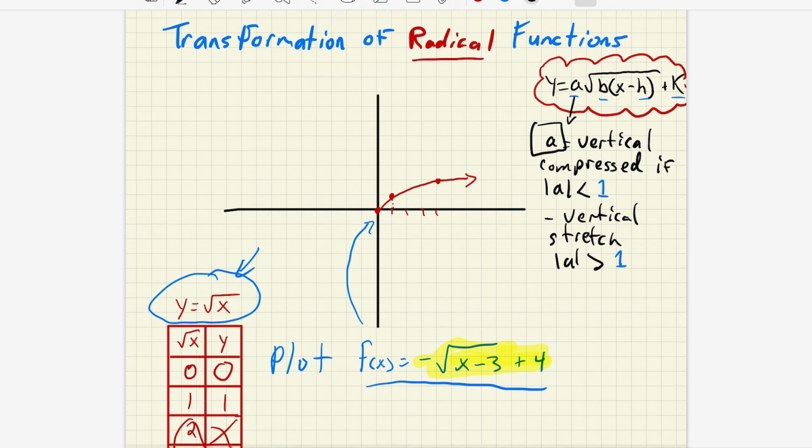Furthermore, if the A value is less than 0, which really just means it's a negative, then there's a reflection on the x-axis.